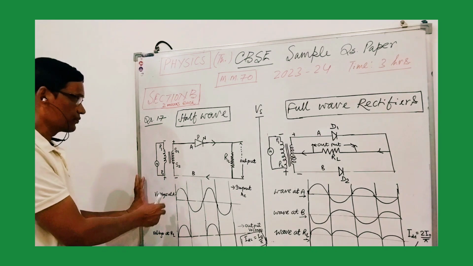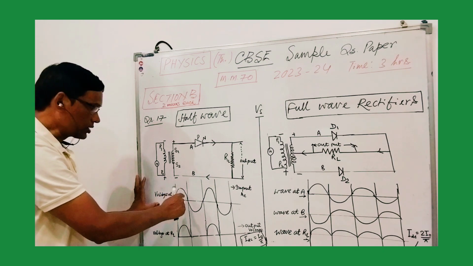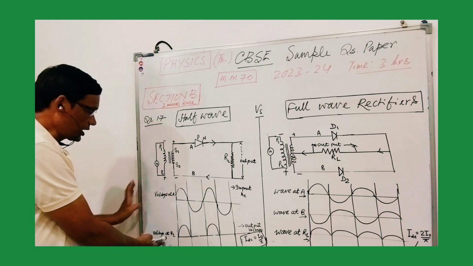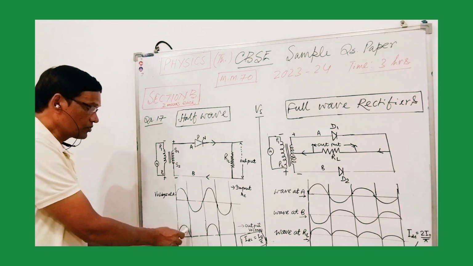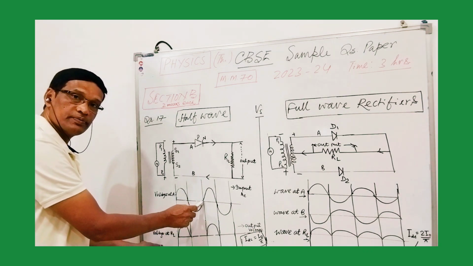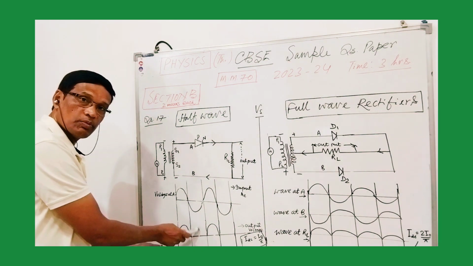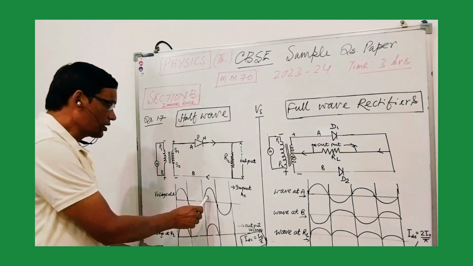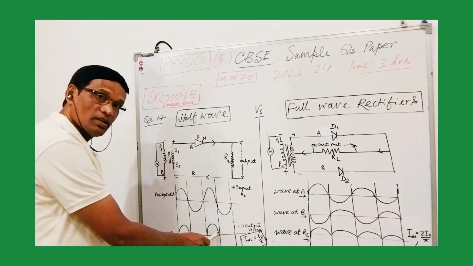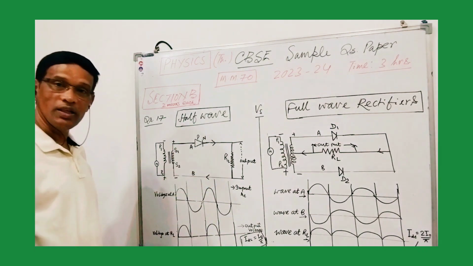If you look at the voltage at A, when the voltage at A is positive, you will get the RL voltage developing at that time. But when the voltage at A is negative, the output voltage will be missing. Again, when the voltage at A is on the positive side you will get the output, and when it is on the negative side you will not get the output.